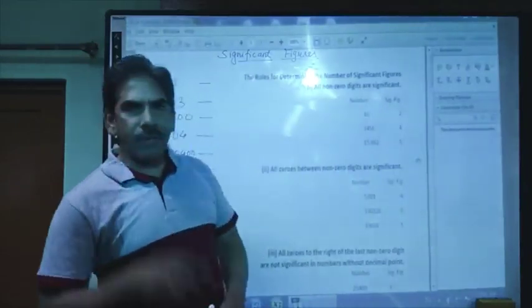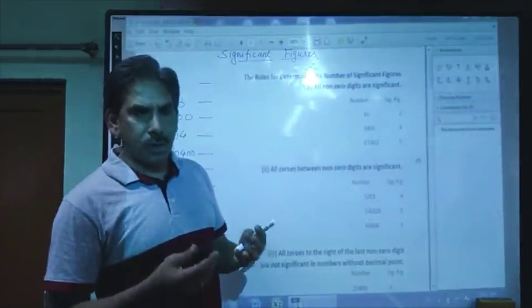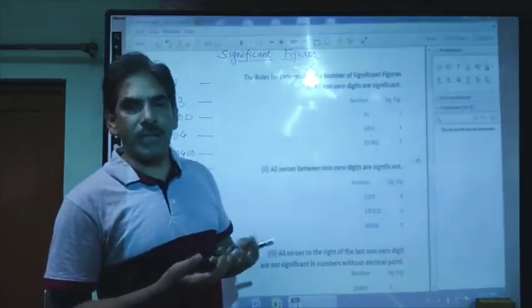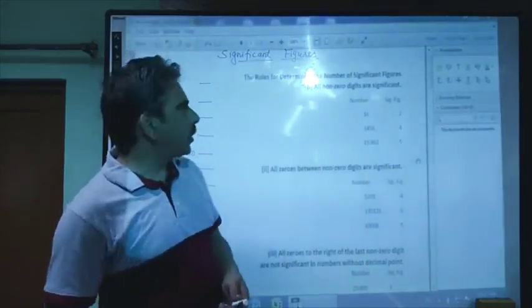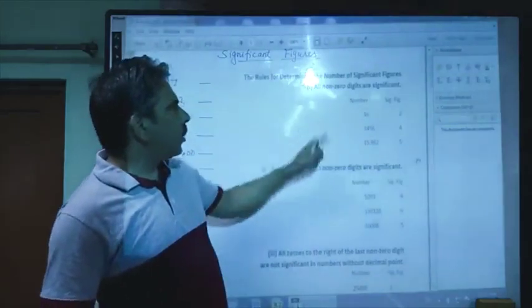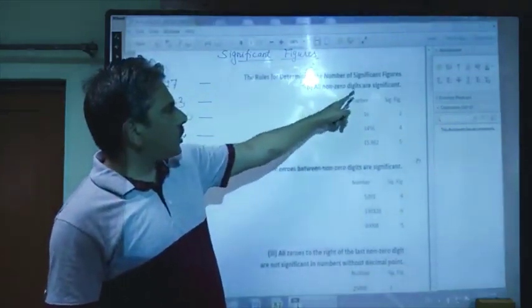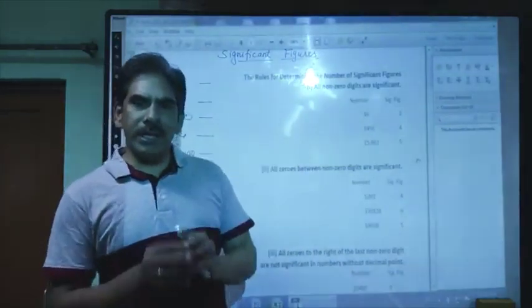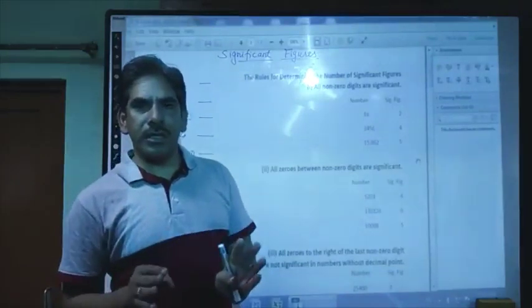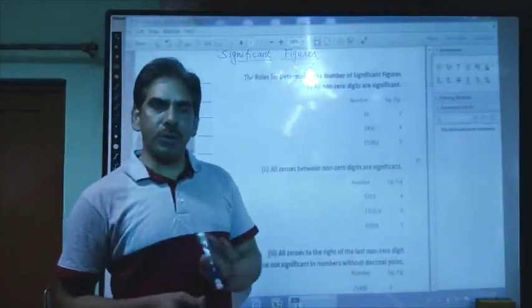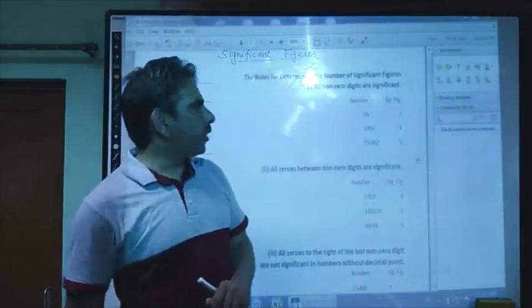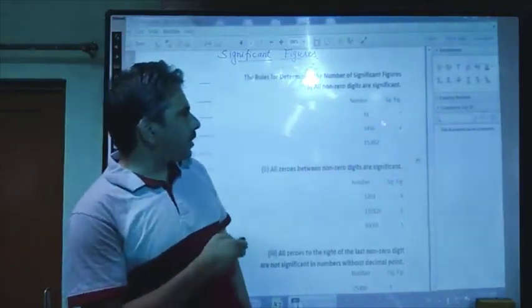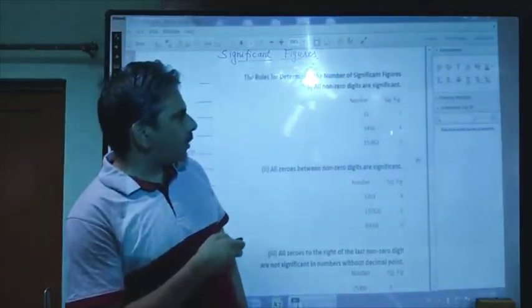The very first rule, to know the number of significant figures present in any given value, is that all non-zero digits are significant. Whatever digits are there, all non-zero digits are significant. They will always be counted as significant figures. I have taken some examples. Here are the numbers and here are the significant figures.